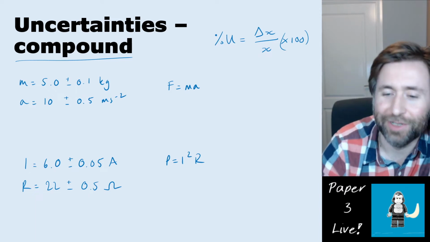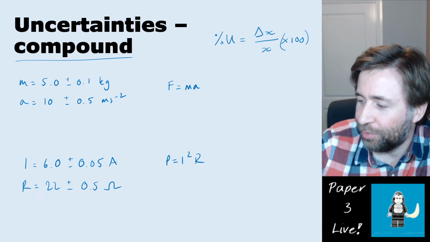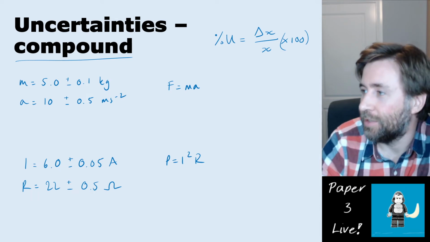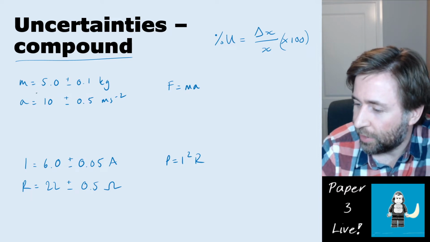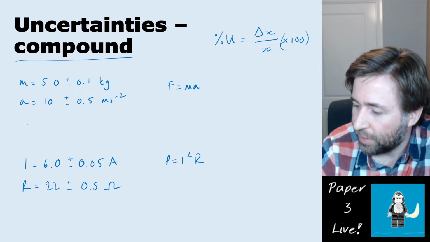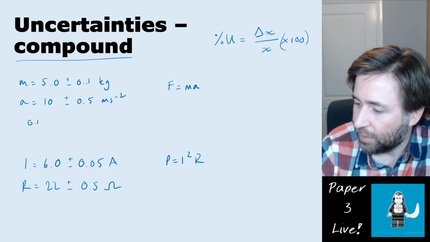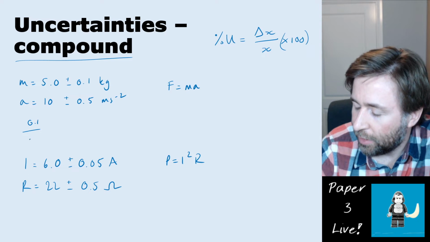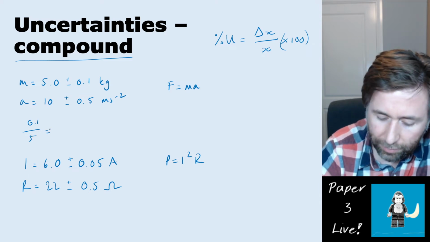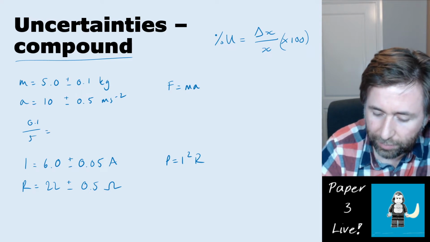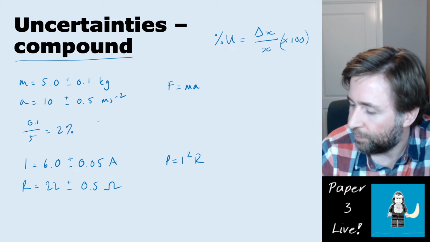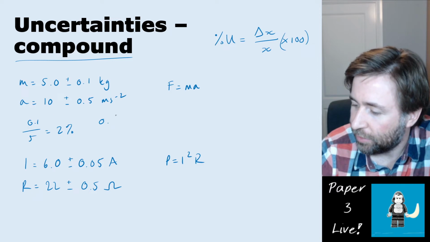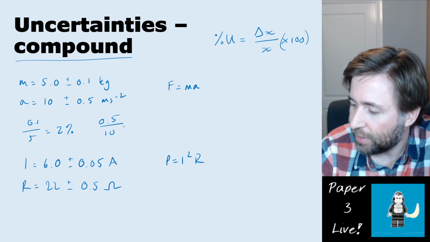Yes, absolutely, lots of people struggle, and that's a really core principle, that idea of uncertainties, and we'll talk about that in a moment. So then you need to work out your percentage uncertainty in mass and your percentage uncertainty in acceleration. So let's just do that. 0.1, that's the delta m, over 5. 0.1 over 5 gives you 1/50th or 2%, and then the uncertainty in acceleration, 0.5 over 10.